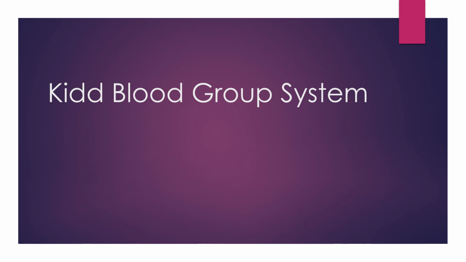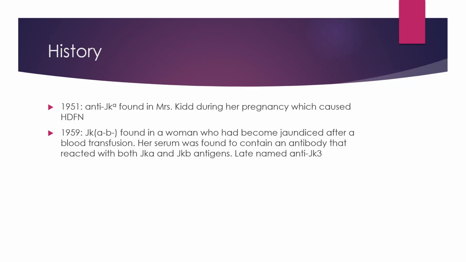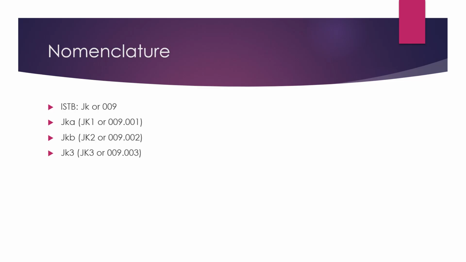Hello, today we're going to talk about the Kidd blood group system. The Kidd blood group system was discovered in 1951 when anti-JKA was found in a pregnant woman named Mrs. Kidd. The null phenotype, JKA and JKB negative, was discovered in 1957 after a woman had a transfusion reaction and was found to have anti-JK3. The ISBT symbol for the Kidd blood group is JK, and 009 is the numerical designation.